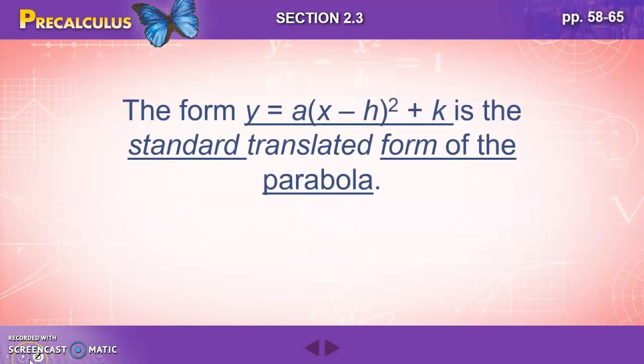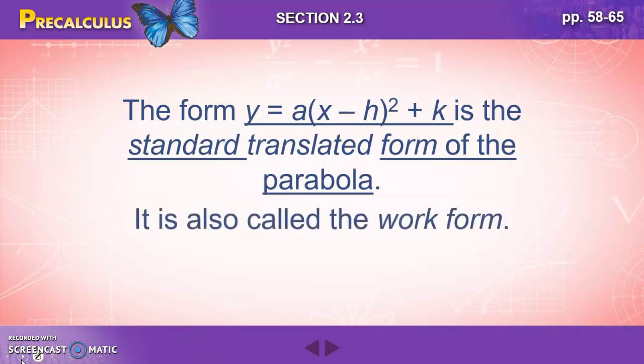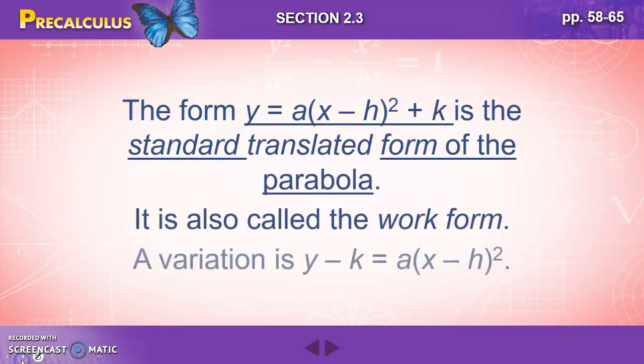So this form that we just saw on the right, y equals a times x minus h squared plus k, is the standard translated form of the parabola. It's also called the work form. So when you're asked to put it in work form, that's what we're referring to. A variation of this is y minus k equals a times x minus h squared. By subtracting that k from this side and subtracting a k here to keep it balanced, that gives us our secondary or alternate form.